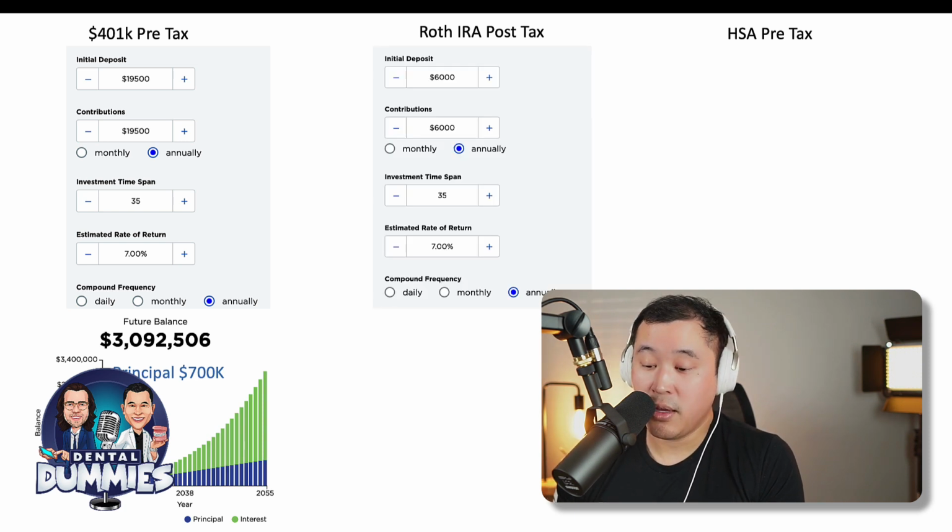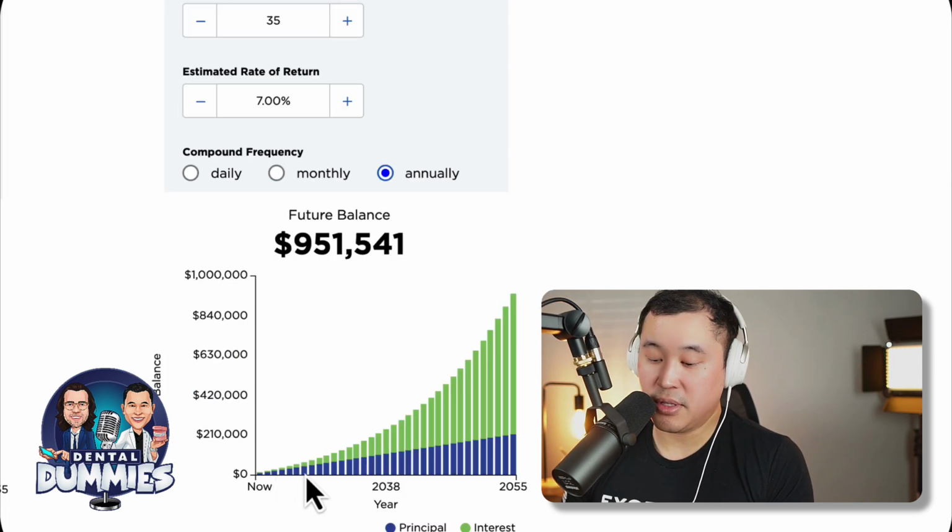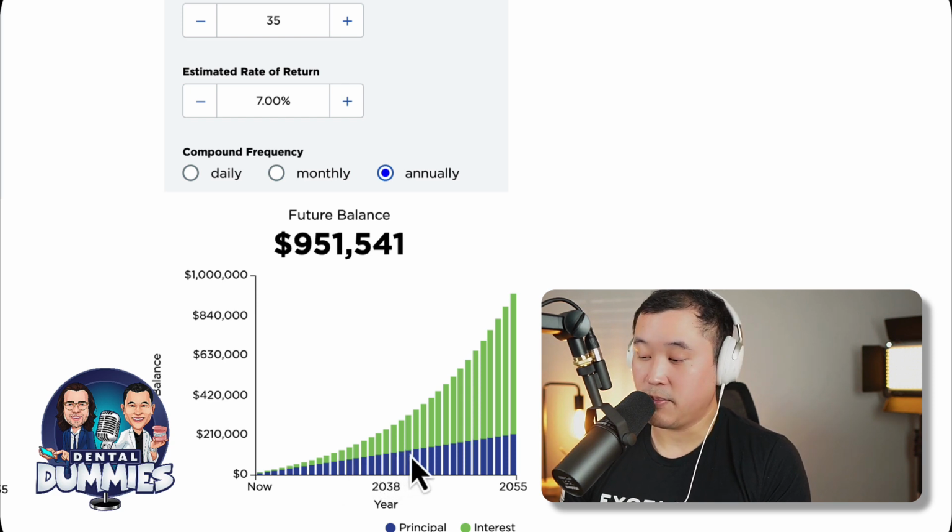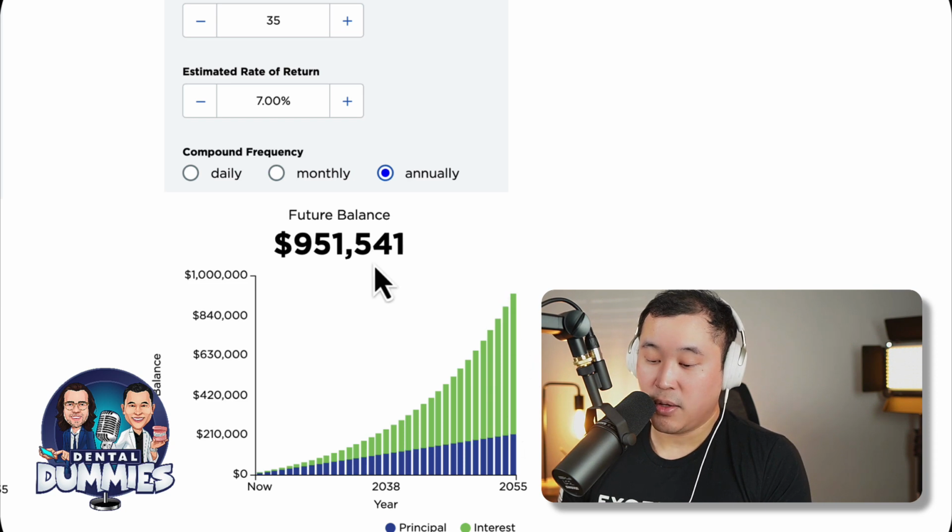Roth IRA, my personal favorite, $6,000 annually, grows for 35 years, just $6,000 annually or $500 a month to maximize this thing. It grows very linearly, and on the back end, nearly $1 million in the bank, tax free. That's amazing. You could do whatever you want. You could take this money, put it in a pool, swim in it. No one cares. Do whatever you want with this thing. Completely tax-free. This is great.